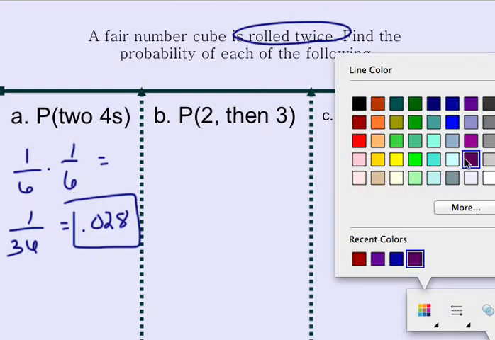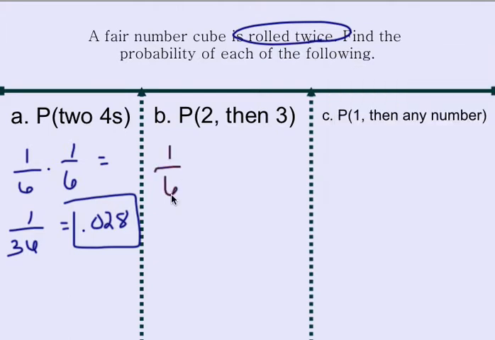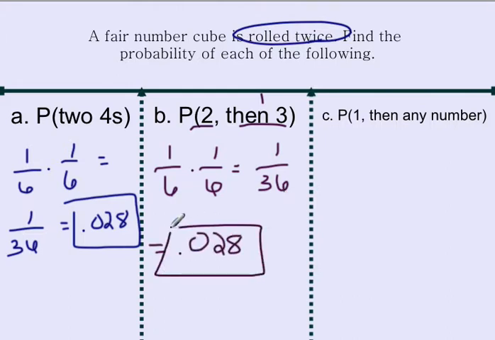Let's take a look at letter B, the probability of rolling a 2 and then a 3. We have 1 out of 6, because there's only one 2 out of the 6. Then the probability of getting a 3: there's only one 3 out of the total of 6. Now again I multiply across the top, 1 times 1, and on the bottom 6 times 6 is 36. Divide that out, and again I get 0.028.